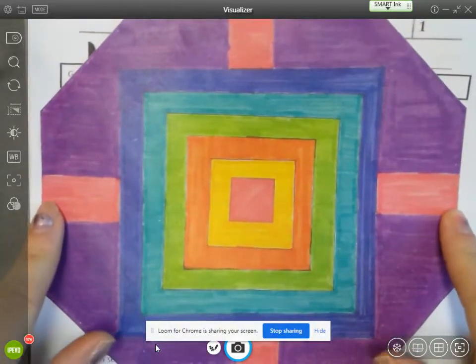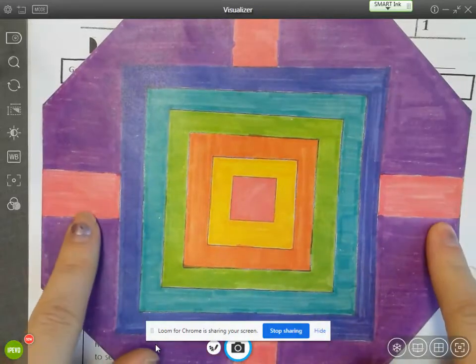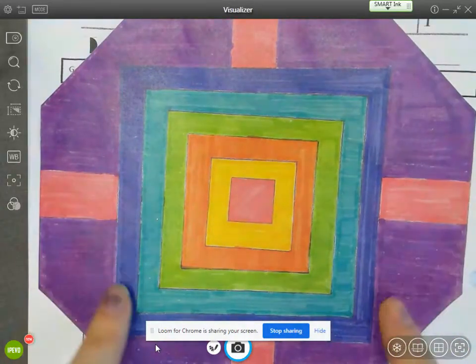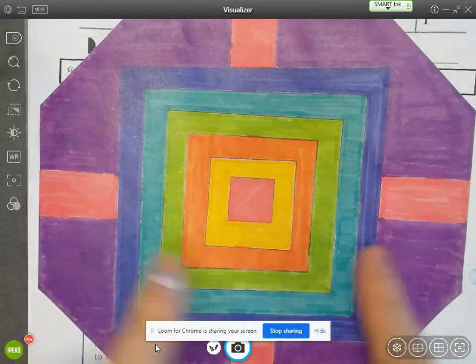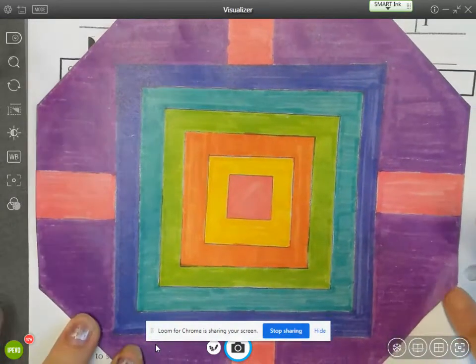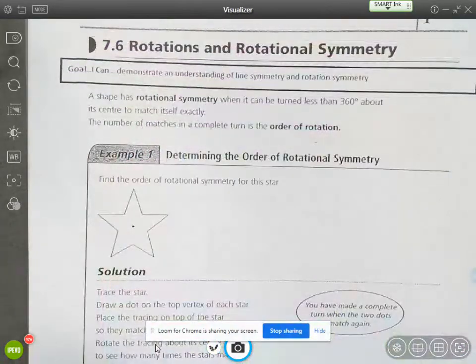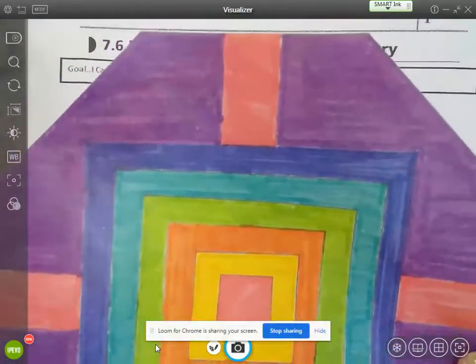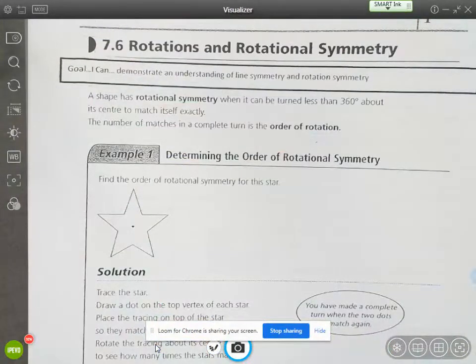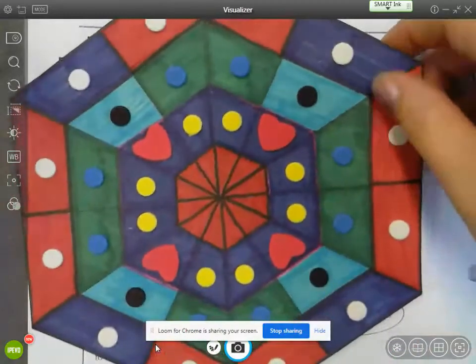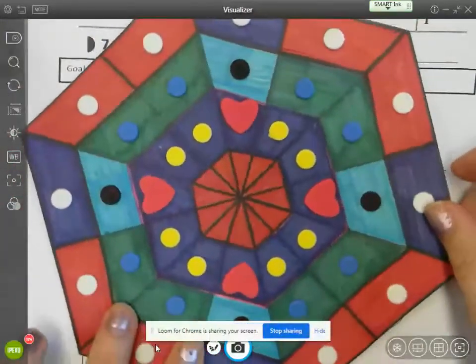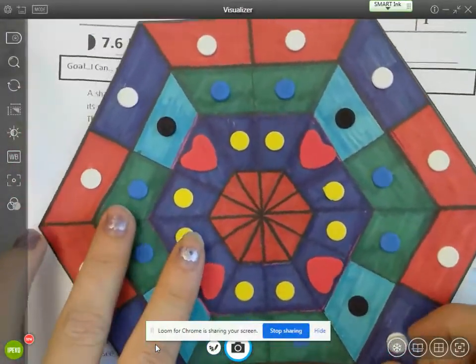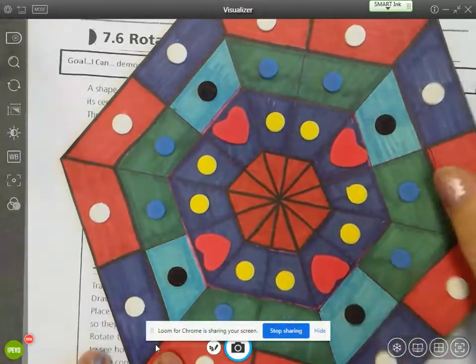So if I were to fold these sides so they connect, the pink would land on the pink, the dark blue on the dark blue, etc. So you would be able to say that there is line symmetry. Today we are going to be looking at similar things, but we are looking at rotational symmetry, which is really just asking a question like, if I had a shape and I were to spin it, how many times could it land exactly how it began?